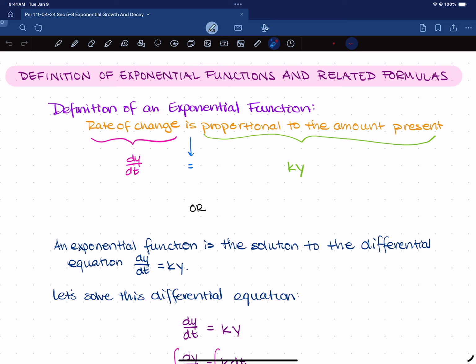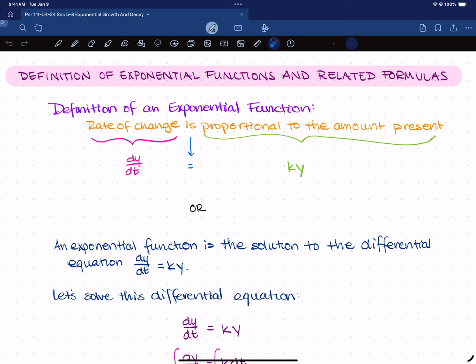Now, remember, rate of change is a derivative, so we can change rate of change to dy/dt equals ky. And when we say proportional to the amount present, that means you can always take the amount present and multiply it by a constant. And you can multiply by the same constant over and over and over again, and that's what creates the exponential growth. So rate of change is proportional to the amount present, or we can just say an exponential function is a solution to this differential equation.